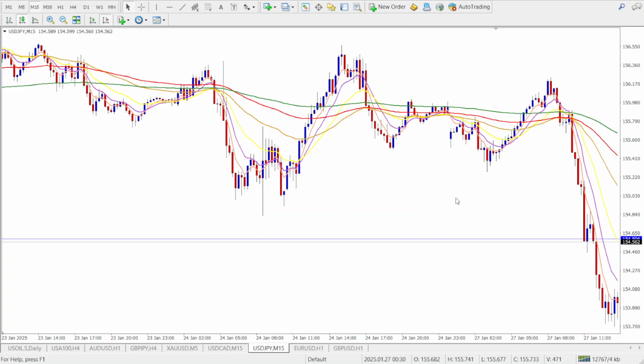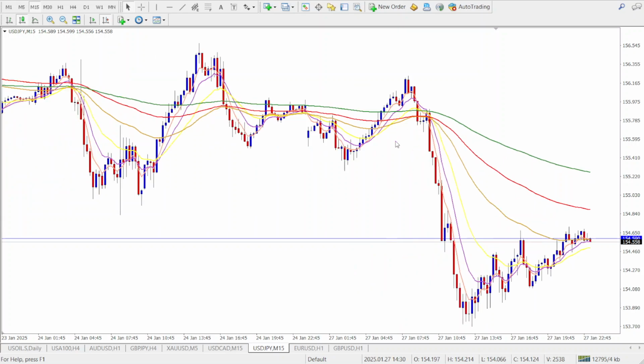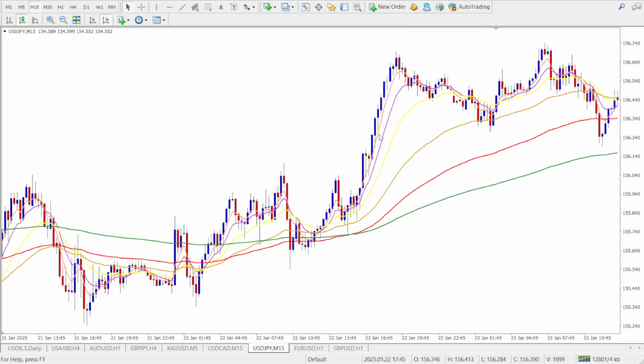Now, one of the best things about the Rainbow Forex strategy is its ability to spot trends and reversals. Let's take a look at an example. You can see that when the market is in a strong uptrend, like what we had here, the shorter moving averages are consistently above the longer ones. This is where you would want to look for buy signals, or in other words, when the price is above the rainbow, it's a time to go long.